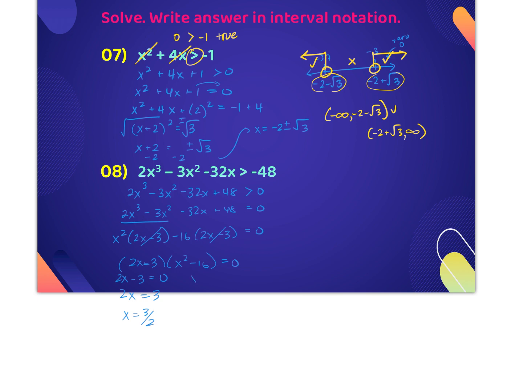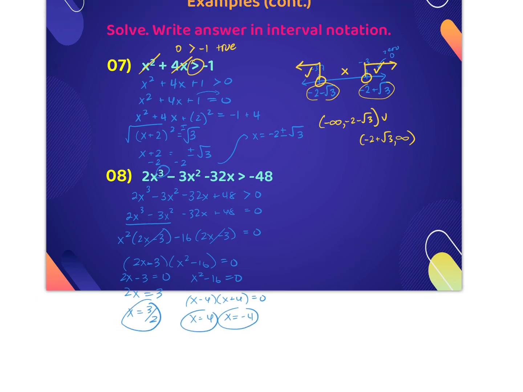And then here, x squared minus 16 is 0. I can do this a couple of ways, but this is x minus 4 and x plus 4. So I know x is 4 and x is negative 4. So this one was kind of weird because remember, it's a third power rather. So we know there's going to be 3 solutions.